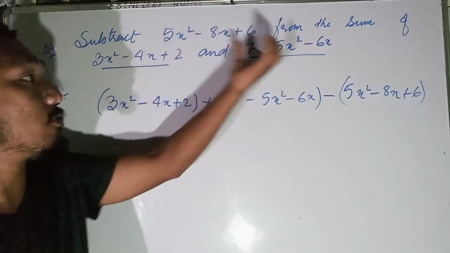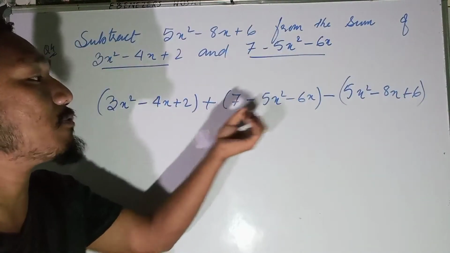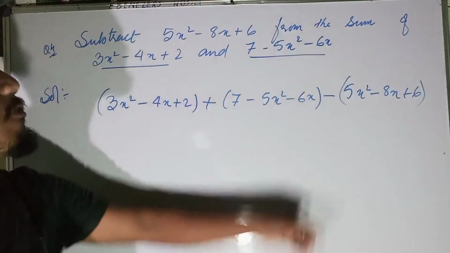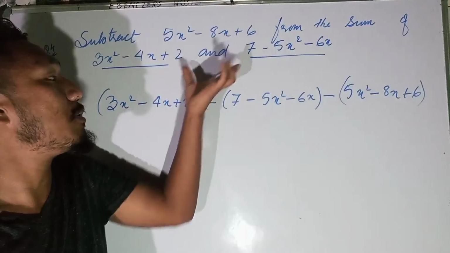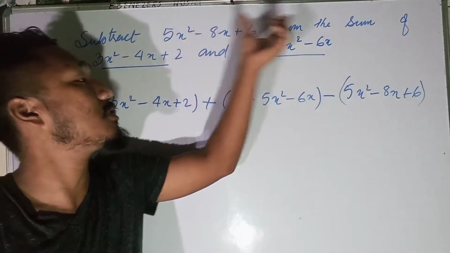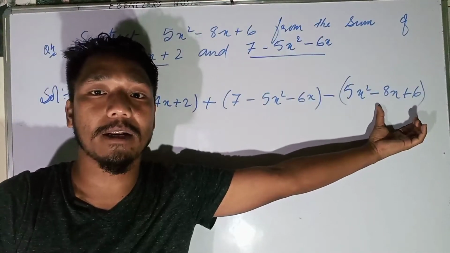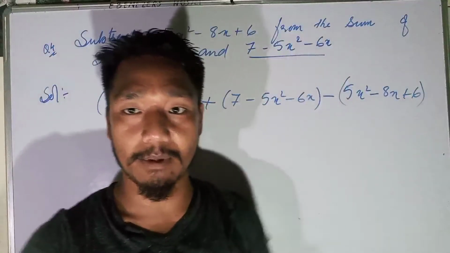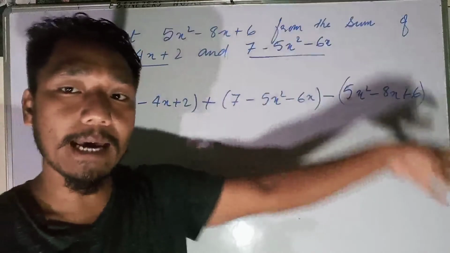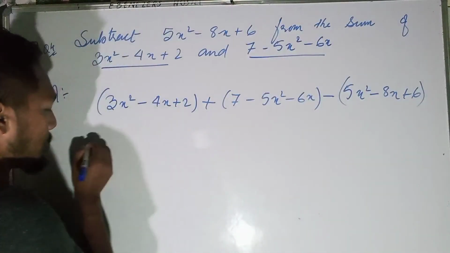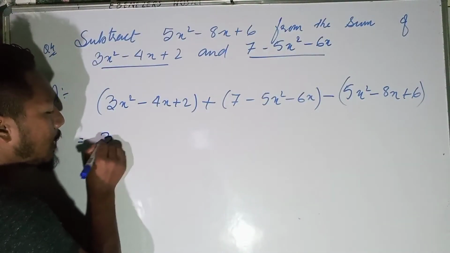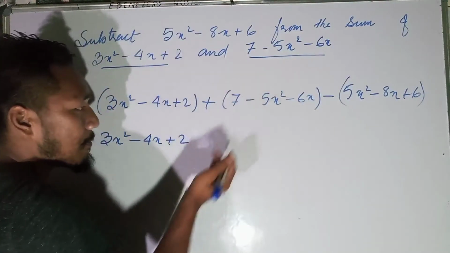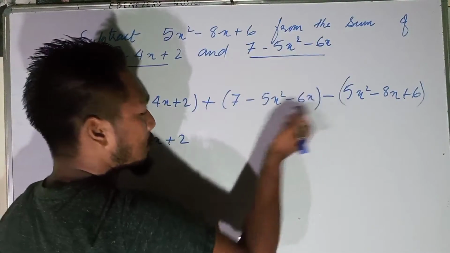I think you are clear. First of all, we are adding these 2 expressions, and then from these you have to subtract this expression. Okay, since the word from is there, that means these 2 expressions will be written in front. Then the expression which is written in front of the from shall be written at the back, behind the minus. Okay, so what is it? If I add these, 3x squared minus 4x plus 2, open up the bracket, plus we have, so no sign will be changed.